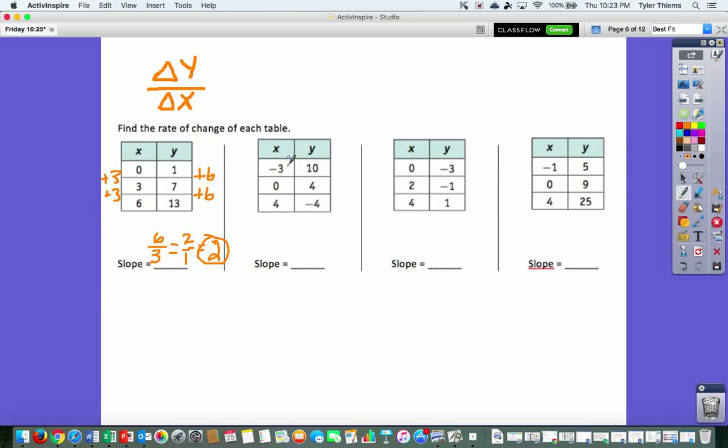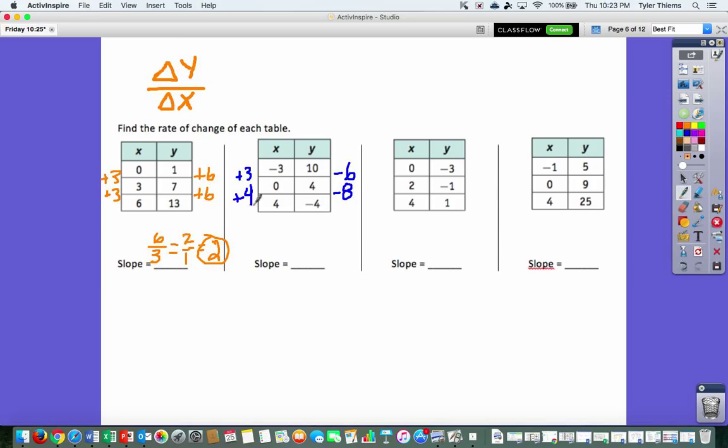I'll look at another one with you. So this change in the y over the change in the x, it goes from 10 to 4. That's a decrease of 6. From 4 to negative 4, that's a decrease of 8. This one is an increase of 3, so plus 3 from negative 3 to 0, and then from 0 to 4, that's an increase of 4.